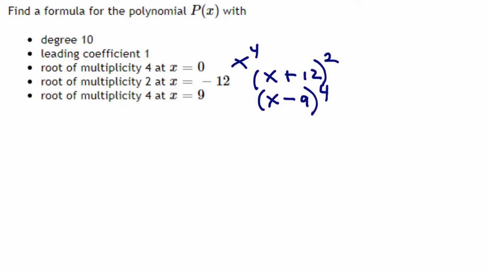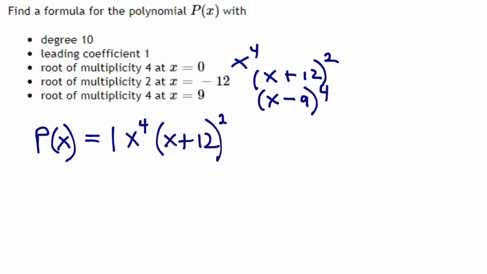All right, so let's write out p of x. So we've got a leading coefficient of 1. I'm just going to put that there. Then I'm going to put my x to the 4th. And then I'm going to put my x plus 12 squared. And then I'm going to put my x minus 9 to the 4th.